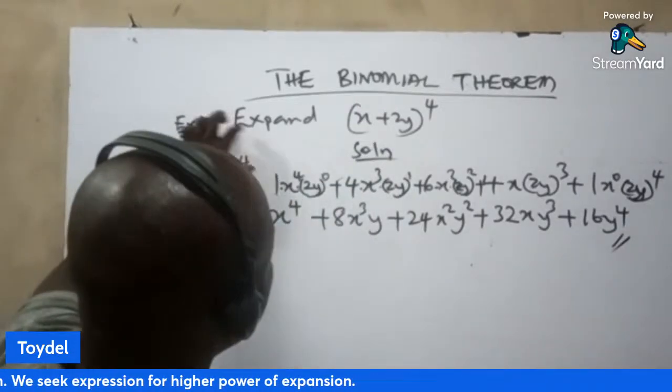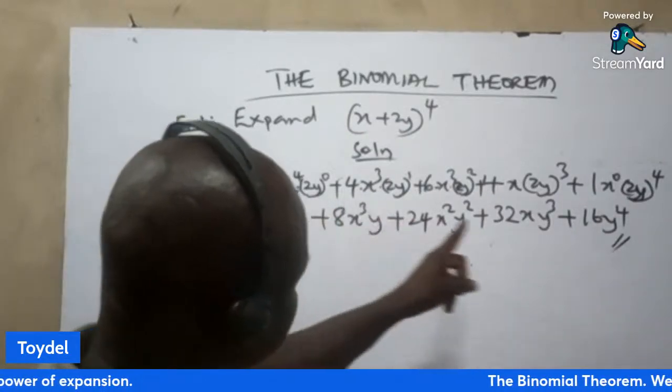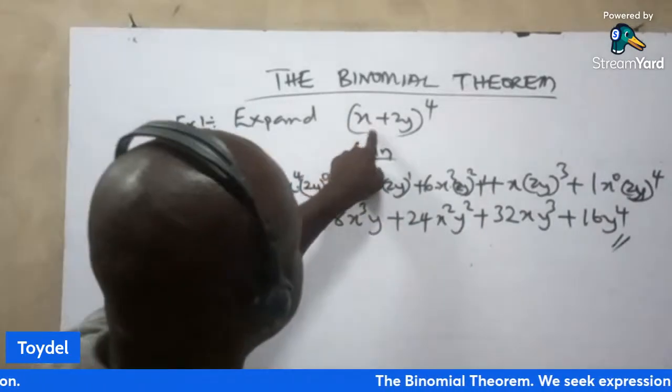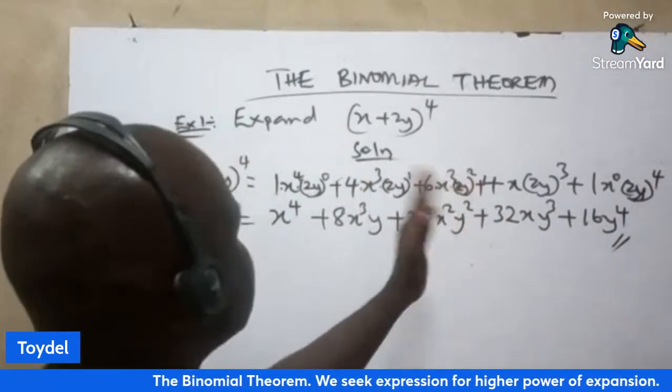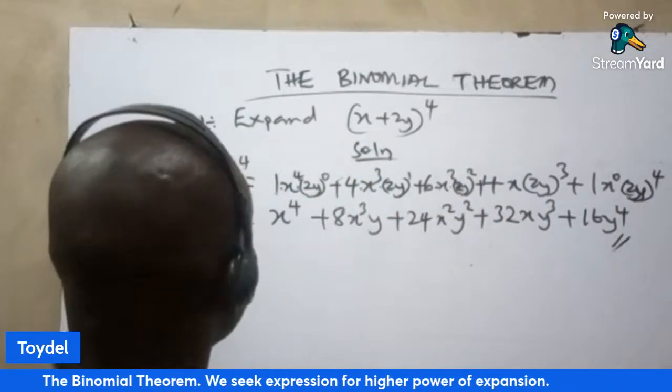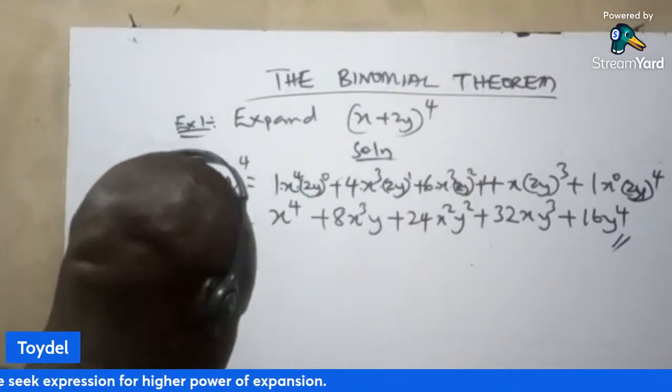With the use of Pascal's triangle, we are able to expand this. But if you don't have the knowledge of Pascal's triangle, what you would do is write x plus 2y times x plus 2y in 4 places before you finish the expansion. There's a tendency that you make mistakes if you don't have the knowledge of Pascal's triangle. So that is how to apply Pascal's triangle.